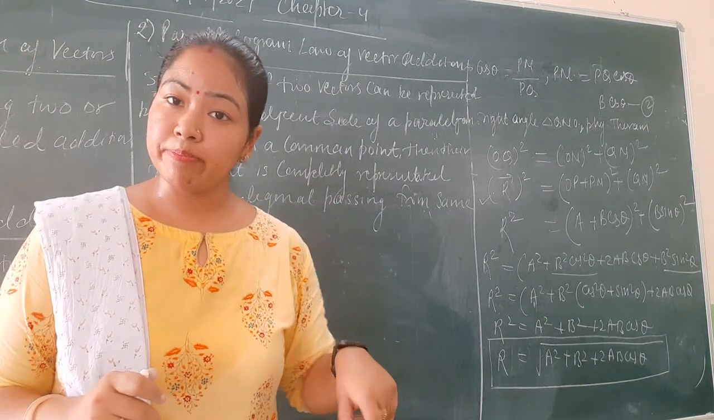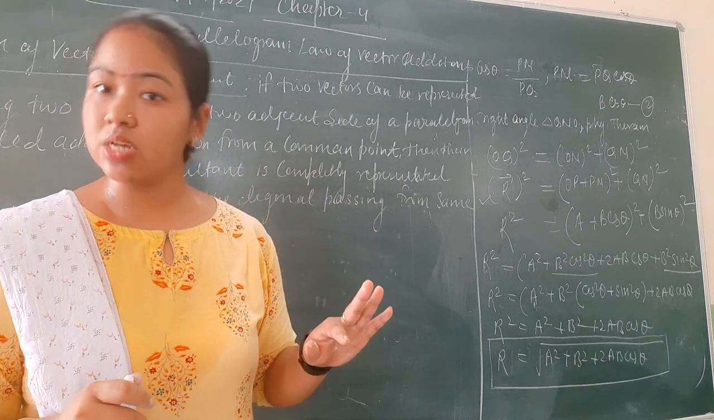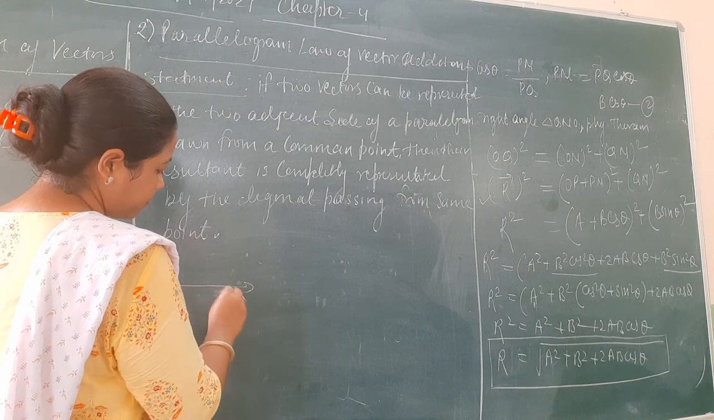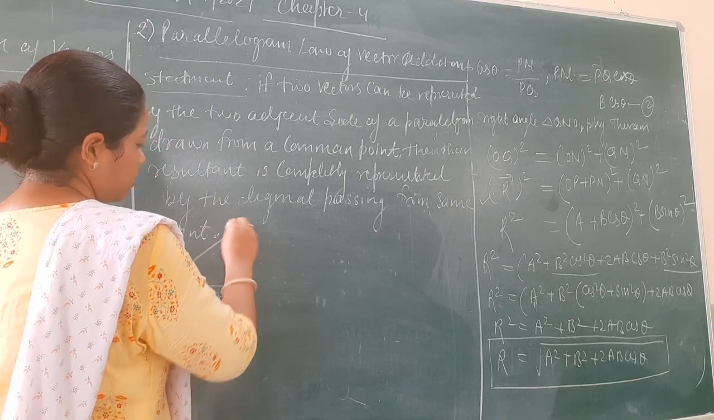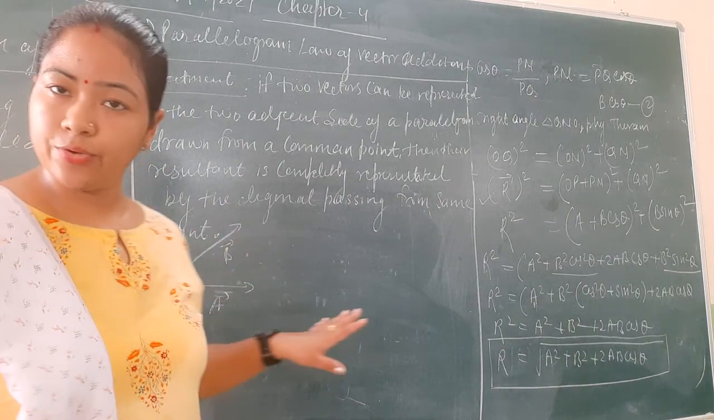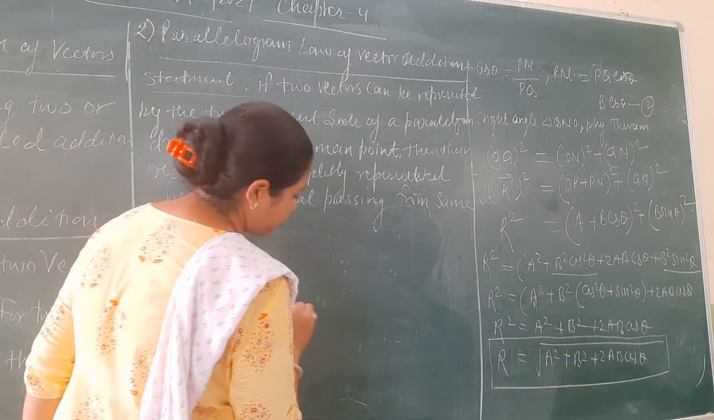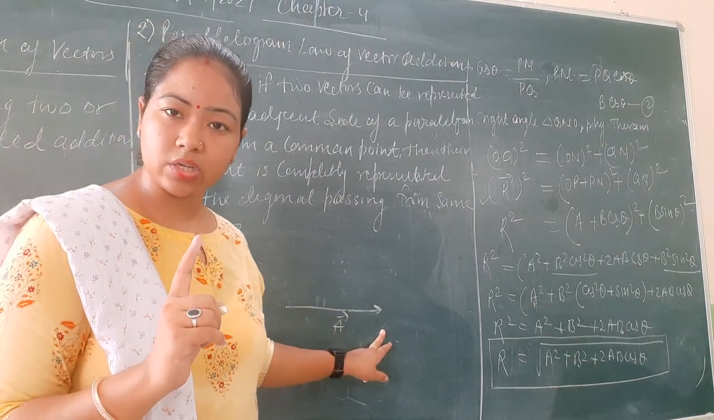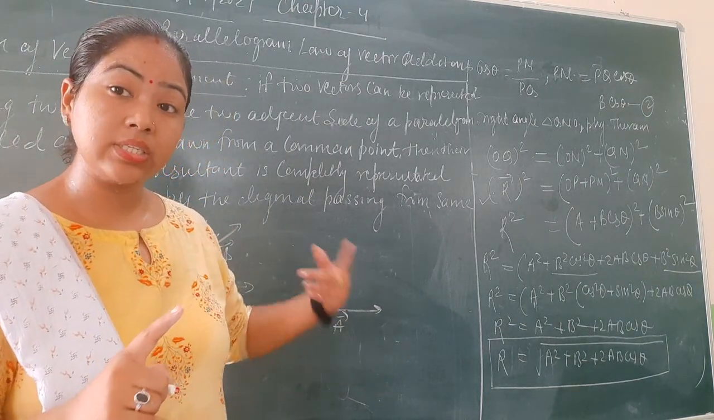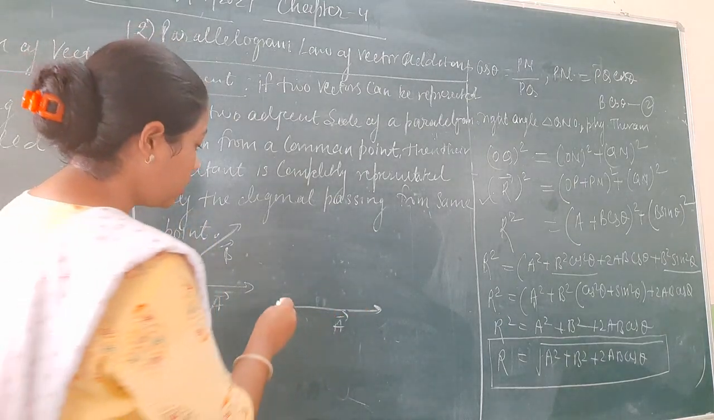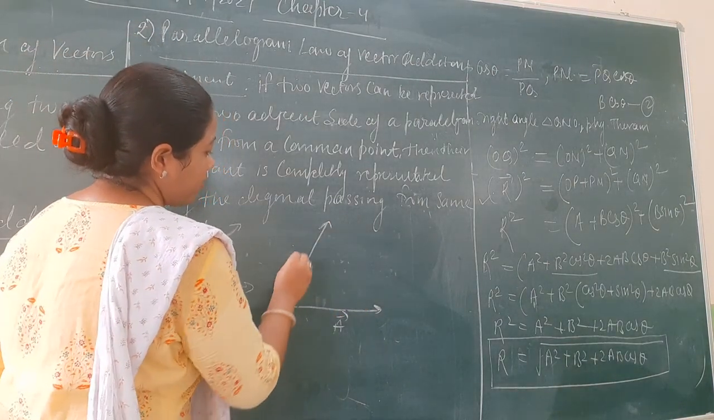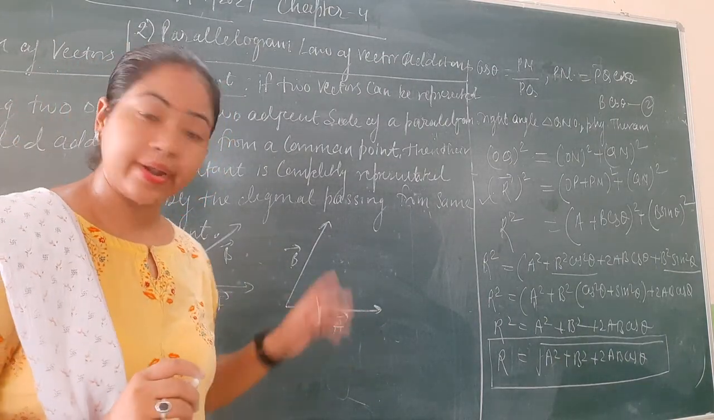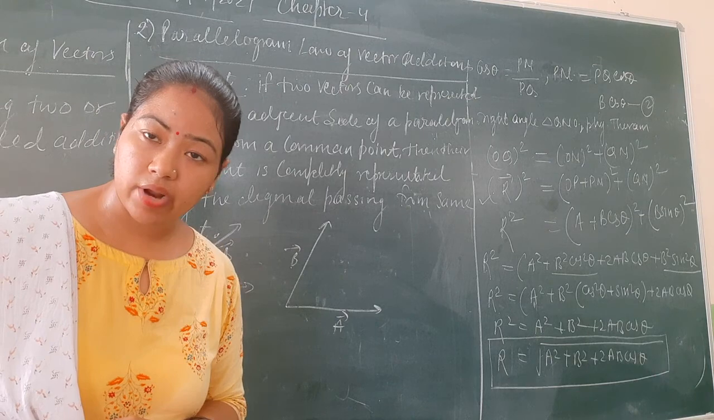by the diagonal passing from the same point, right? So how can we draw the diagram? If we have vector A and this is vector B, if we have only two vectors, how will you draw the diagram? This is vector A. This will be taken for one side of the parallelogram. Now another side will also be taken from the same point. That means this will be vector B, originating from the same point and taken as the adjacent side, right?